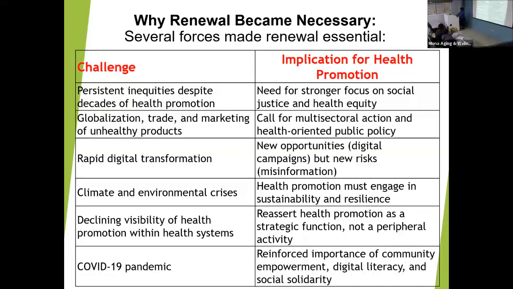Then there is the whole business of the climate and environmental crisis, and health promotion must engage in sustainability and resilience. There is also the declining visibility of health promotion within the health systems. Again, we have to reassert health promotion as a strategic function, not a peripheral activity, meaning that at the planning table it must be part of the process and not seen as an afterthought. And the COVID-19 pandemic helped to reinforce the importance of community empowerment, digital literacy, and the social solidarity that we need to engage on the table as we go forward.